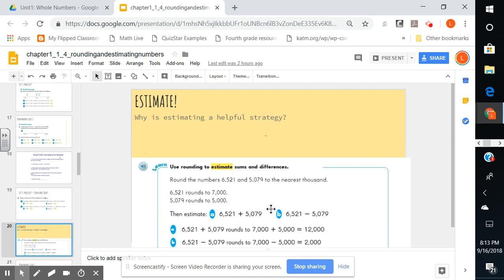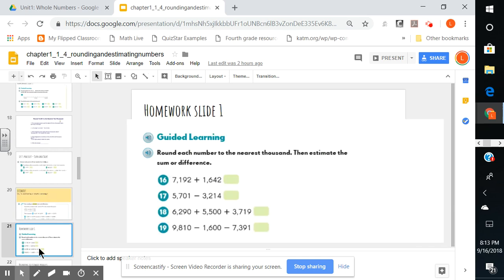Now, if I ask you to use rounding to estimate the difference, here are the same numbers. And here it is in letter B, 6,521 minus 5,079. You round each of the numbers, 7,000 minus 5,000, and you get 2,000. Please write that down. This is homework slide 1. I want you to do 16 through 19, please.